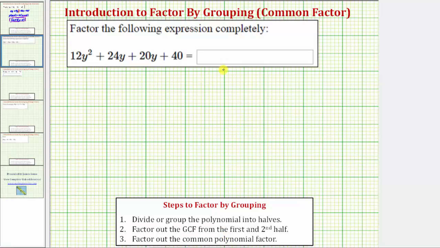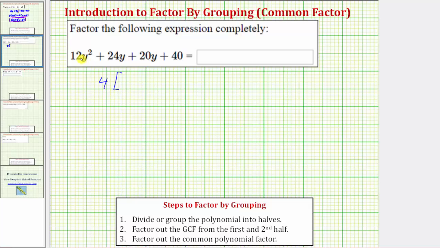But remember, the first step in any factoring problem is to factor out the greatest common factor. So looking at these 4 terms, notice how the greatest common factor would be 4, and therefore our first step is to factor out 4 from the polynomial expression. So we'd have 4, and let's use brackets instead of parentheses.